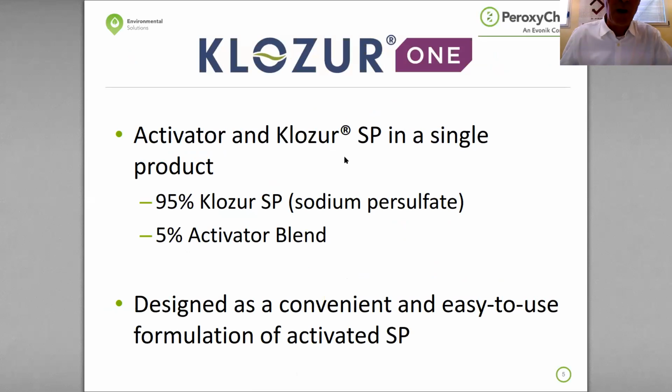So what is Closure 1? It is a blend of 95% Closure SP sodium persulfate with 5% of an activator blend included in the same packaging. It was designed to be a convenient and easy to use formulation of activated sodium persulfate. This combination can simplify ISCO project design by allowing a single injection solution requiring just a single tank to batch the reagents, thus a simplified field injection process.